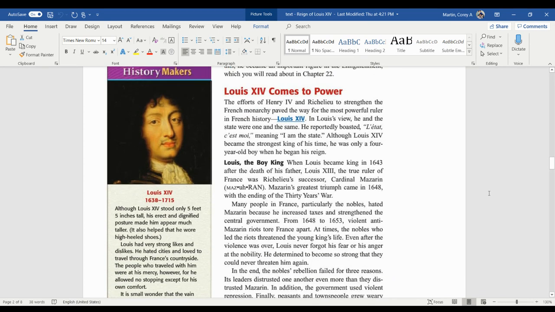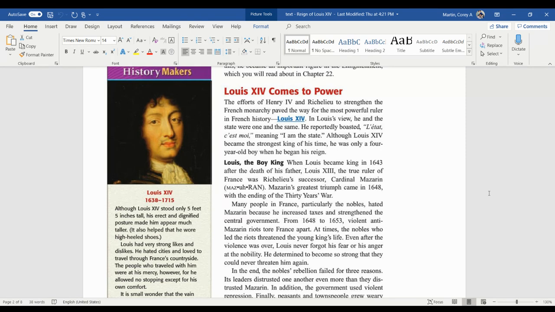Louis XIV comes to power. The efforts of Henry IV and Richelieu to strengthen the French monarchy paved the way for the most powerful ruler in French history, Louis XIV. In Louis's view, he and the state were one and the same. He reportedly boasted, "L'État, c'est moi," meaning, I am the state.